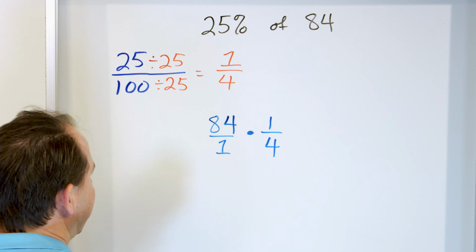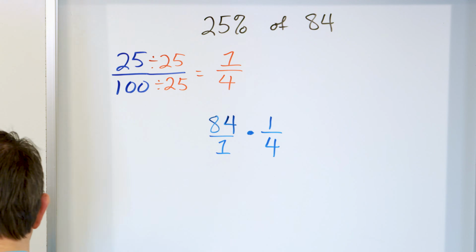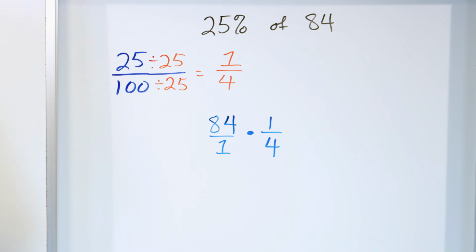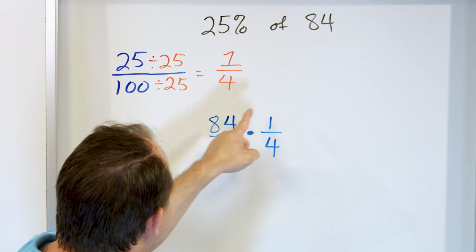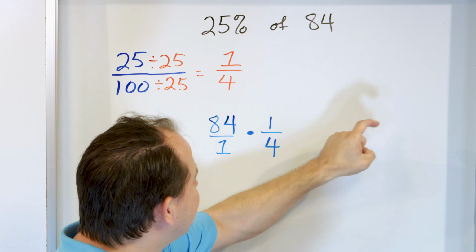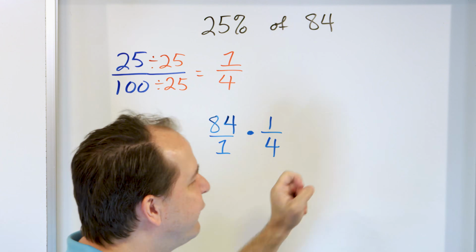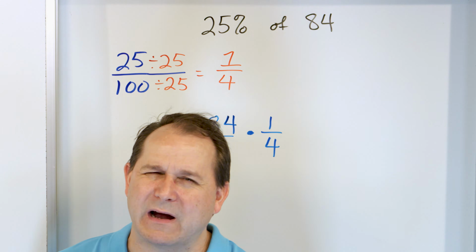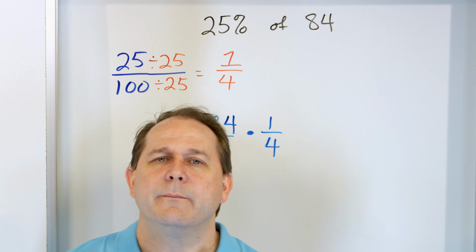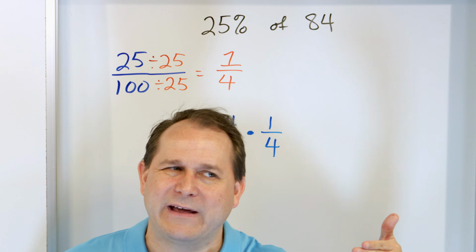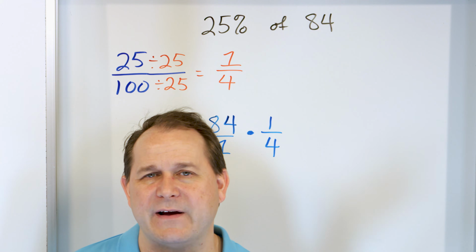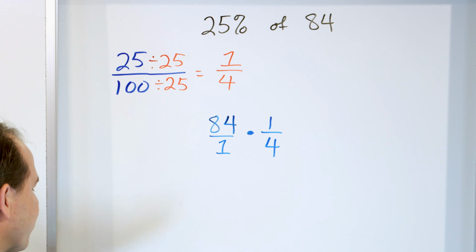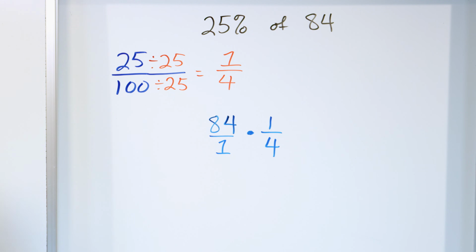And of course, I can make that 84 over 1. Now, at this point, if I multiply, I'm going to have 84 times 1, which is 84, and then 1 times 4 is 4, and I have to take 84 and divide by 4. There's nothing wrong with that, but I want to show you how to cross-cancel and pre-simplify first, and really make it your primary way of doing things because it saves so much time.